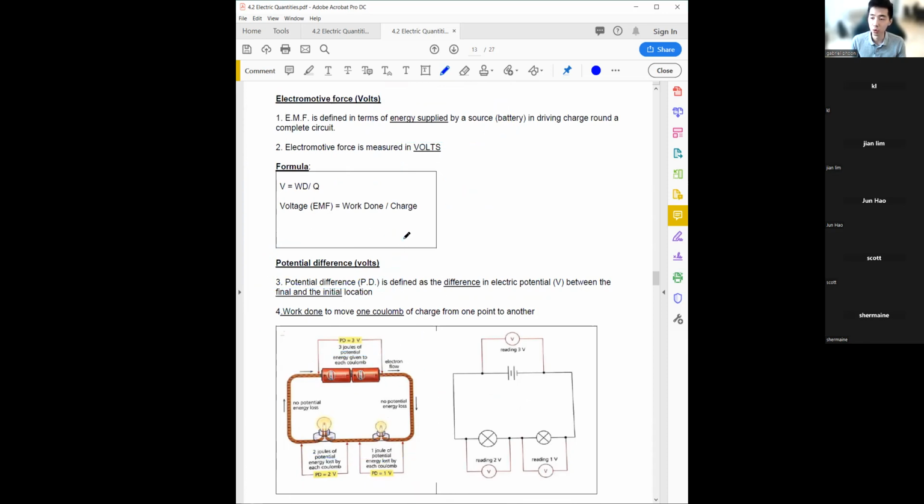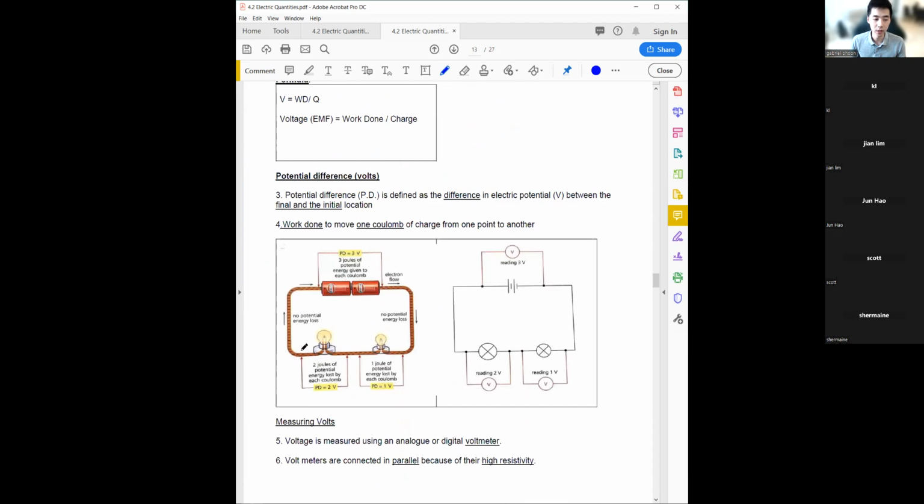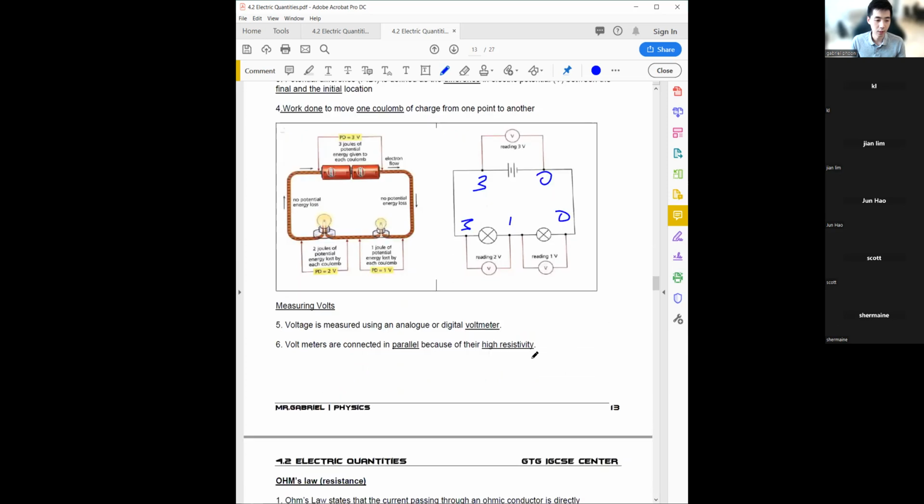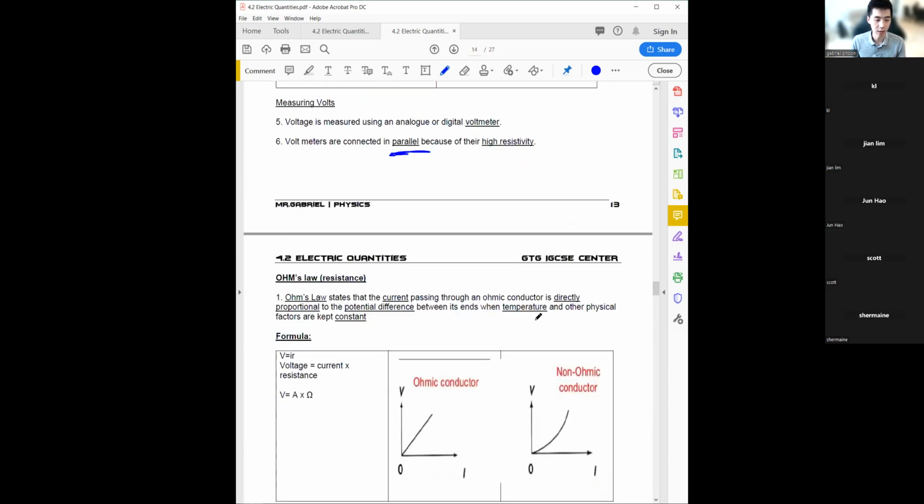Whereas potential difference, guys, is the difference in potential between two different points. If you recall, I mentioned that this is 3, this is 1, and this is 0, right? That's why the voltmeter will read the difference in potential here. It will read the difference in potential here, and thus giving you these readings here, guys. Very, very important. You must know all of this, right? And the voltmeter is obviously connected in parallel, because it has super high resistance. Exactly what I mentioned just now.